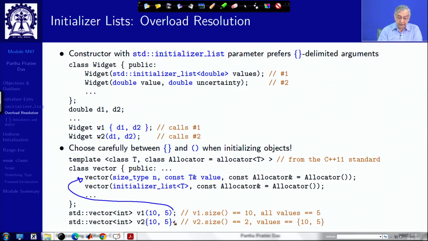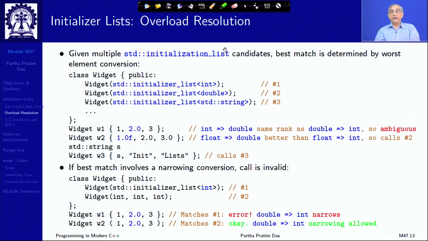Whereas, if you use curly braces, then your initializer list constructor will be preferred. So, you consider this as a list containing 10 and 5. Your vector of int will now have 2 elements, size is 2, first one is 10, second one is 5. So, in terms of overload, there are subtle differences between using parenthesis and using curly braces. So, be careful about that.